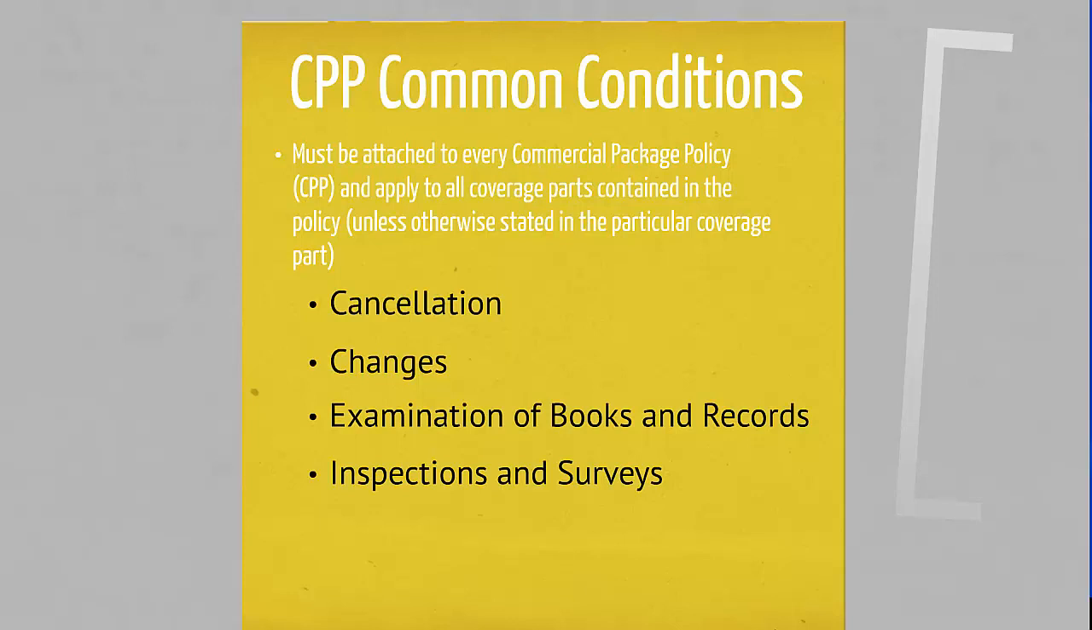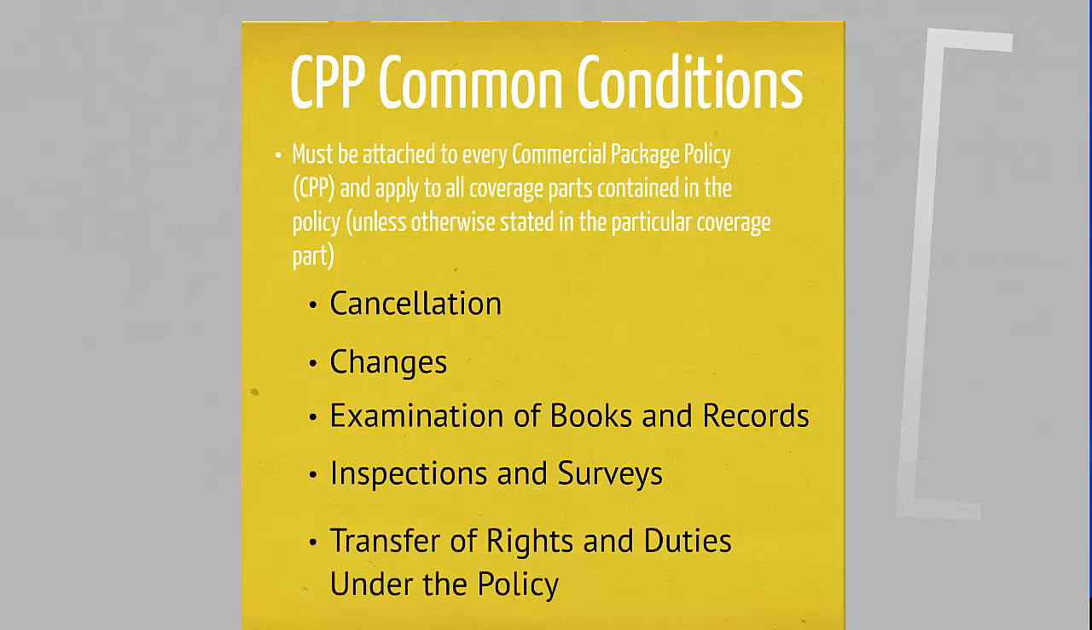Payment of premium is the responsibility of the first named insured. And lastly, transfer of rights and duties under the policy. This simply says that the rights and duties cannot be transferred to another person without the insurer's consent. In other words, if you sell your business or your building to another person who is now the first named insured, the only way that it can be transferred to that new insured is if it is consented to in written consent form by the insurer.